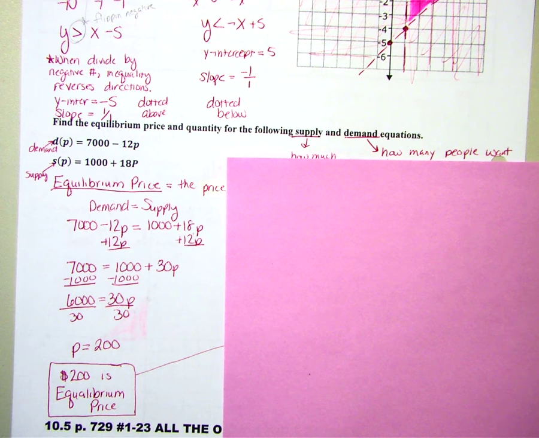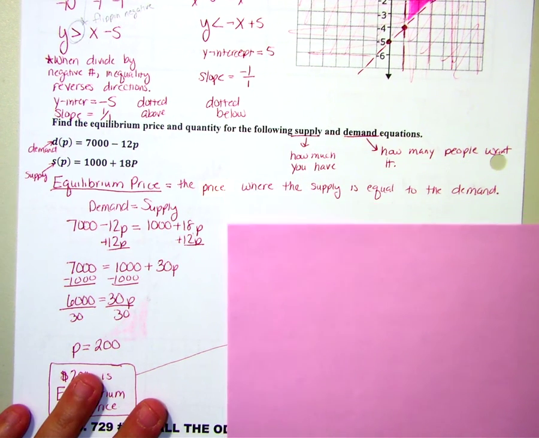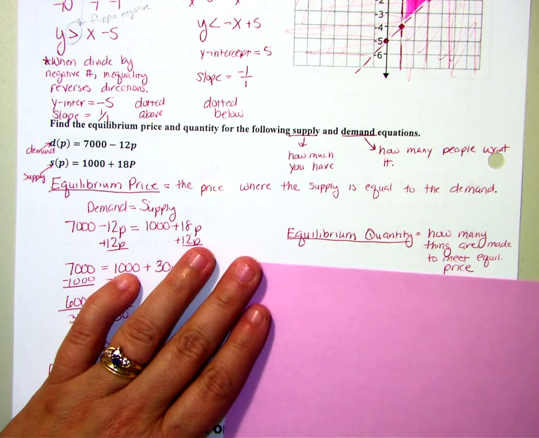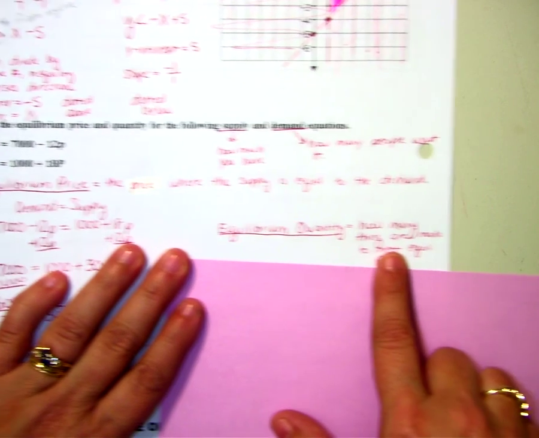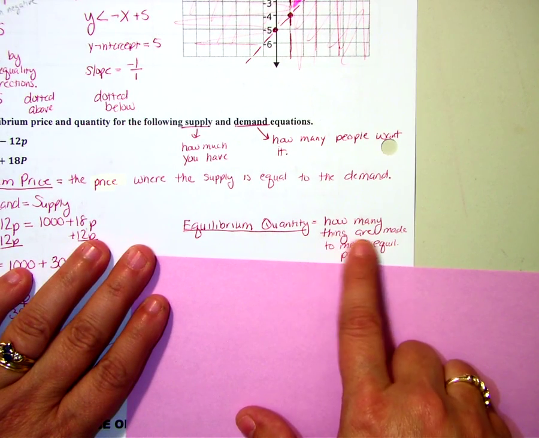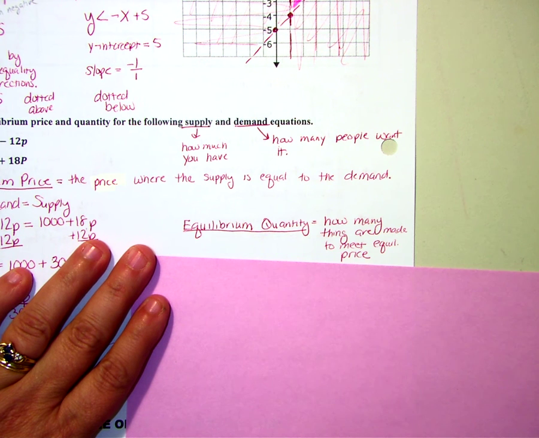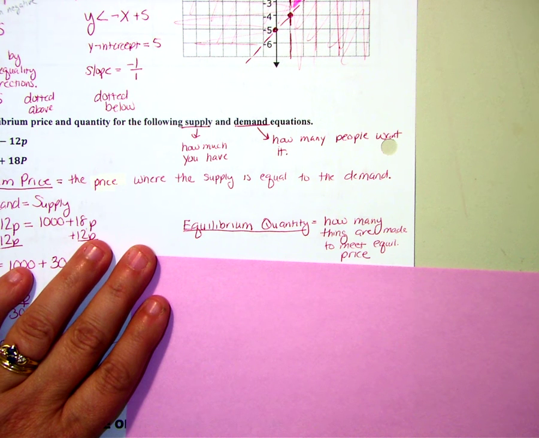Now, to find the second part, which is the equilibrium quantity. The equilibrium quantity is, my apologies for being off the screen, how many things are made to meet the equilibrium price. You can't sell something if you don't have it made in whatever form it is. So we have to figure out how many things have to be made, whatever they are.